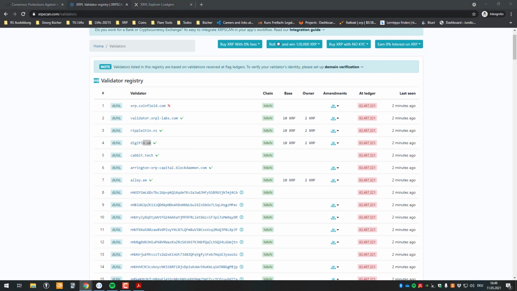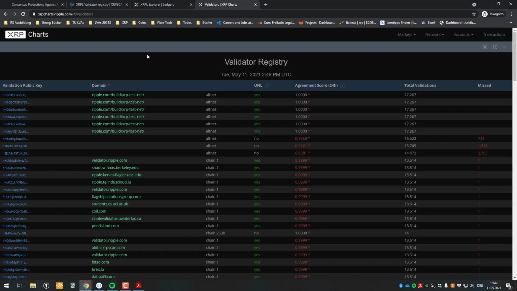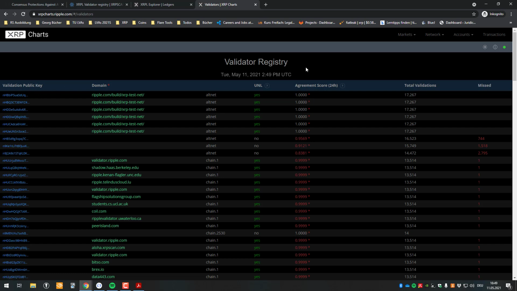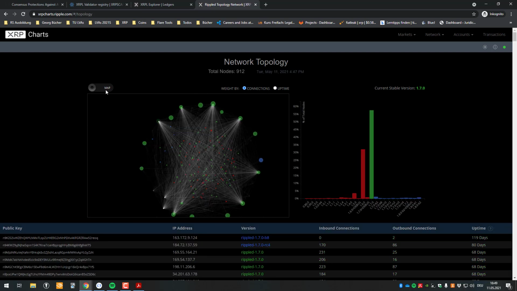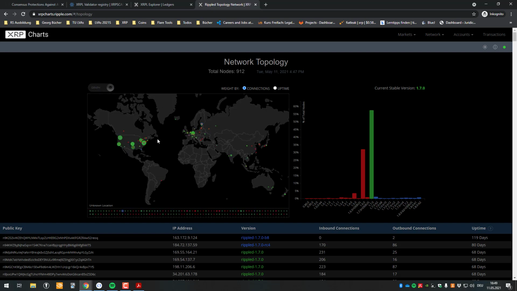I think there's even a service, I just have to look it up quickly: XRP validator geolocation, to see where those are. Maybe not, then it doesn't matter. Well, we can also see the validator registry here, so I'm just going to copy that quickly. In xrpcharge.ripple.com there should also be the validator registry, maybe in topology. We can see it on the map, hopefully. Nope, this is just the topology itself. Ah, great, yeah, we can see it there.